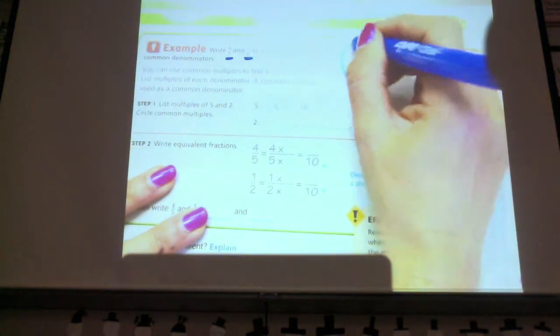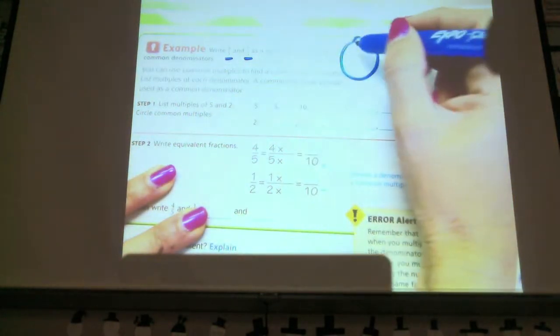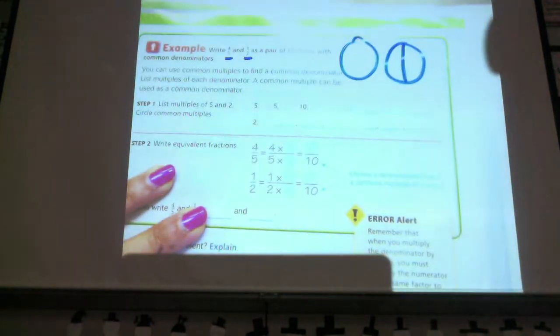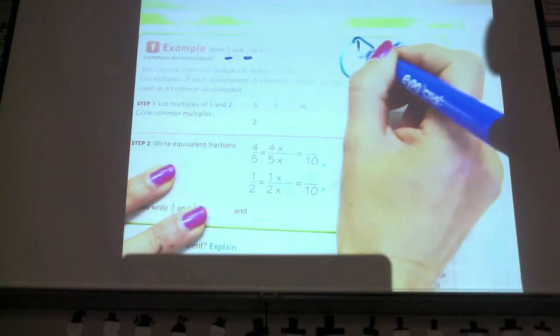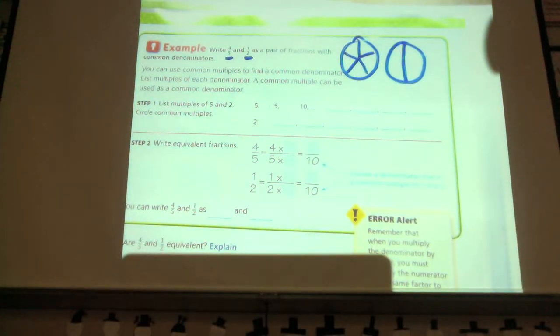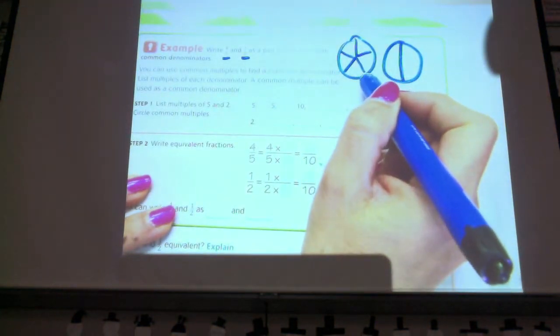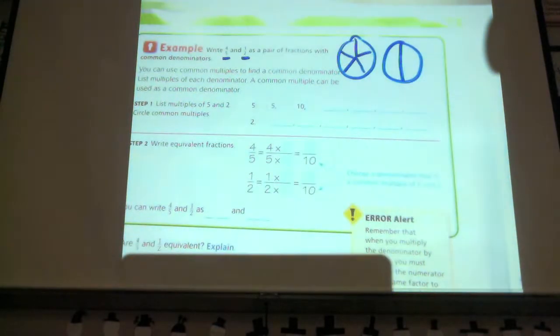If I took 2 pizzas, I want to just show you. So eyes up here for a reminder. If I was going to split this one into halves, that would be the size of each piece of pizza. If I was going to split it into 5ths, that would be the size of a fifth, each one of these. Considerably smaller than a half, isn't it? So finding a common denominator, we have to decide how to get these pizzas into the same size pieces.